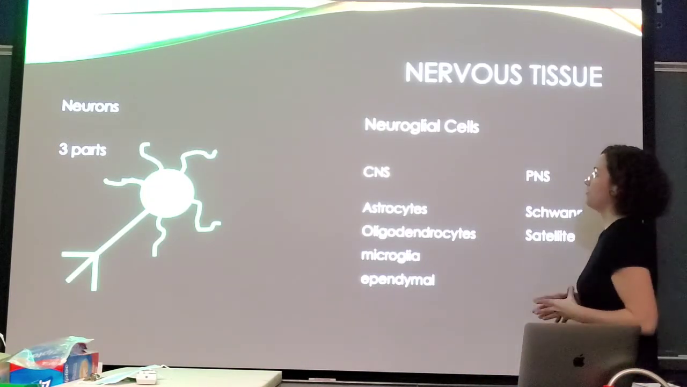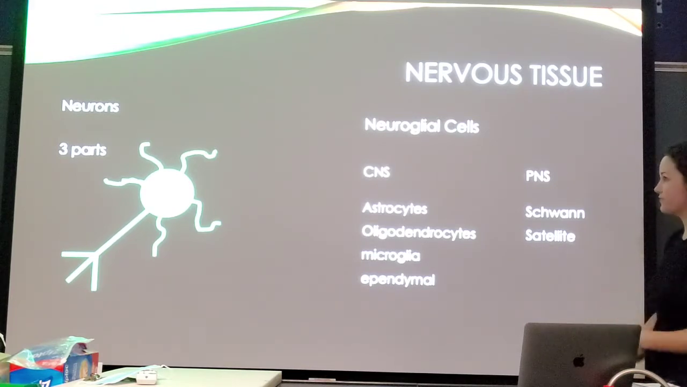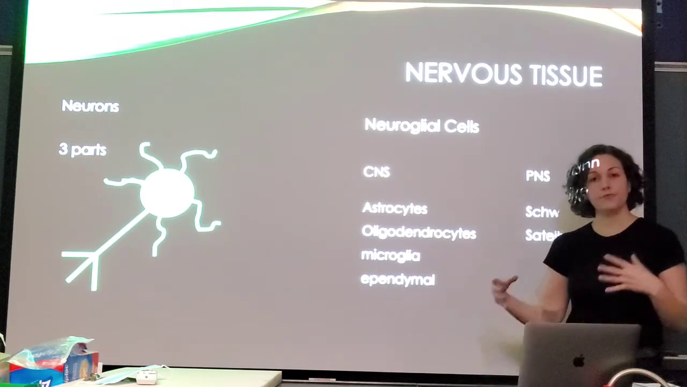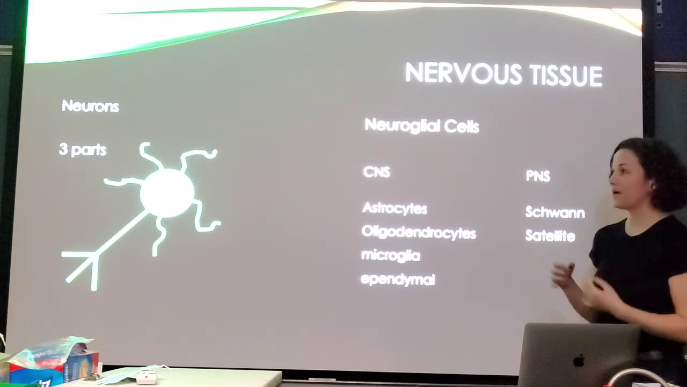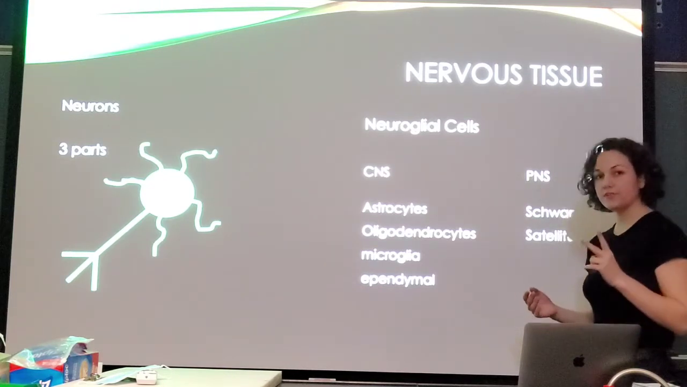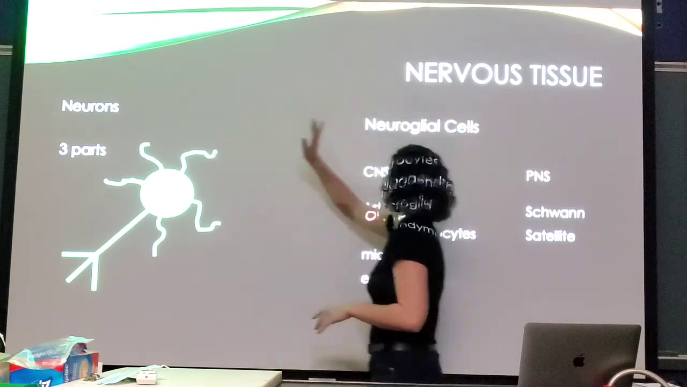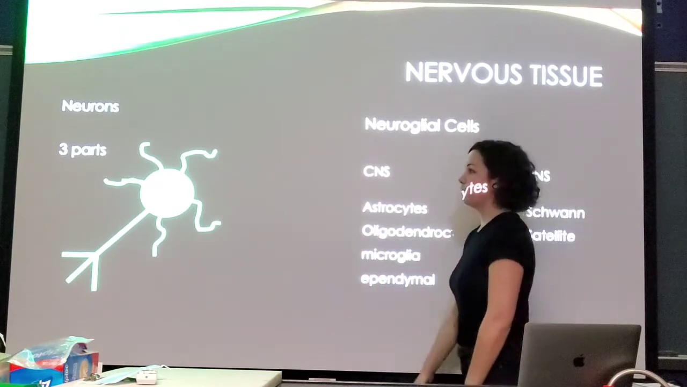So let's first talk about nervous tissue. It's the last of the four types of tissues that we have to go over. Now, nervous tissue is unlike all of the other types of tissue. It doesn't have different types. Instead, nervous tissue is characterized by its cells. There are two different types of cells in nervous tissue. There are neurons and neuroglial cells. Let's first focus on neurons, okay?